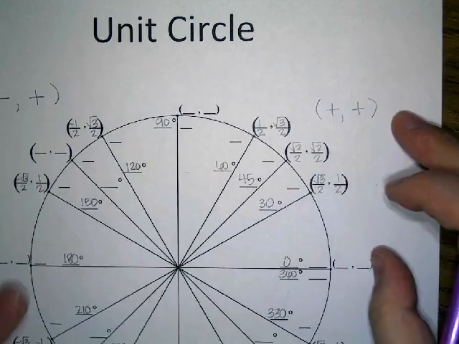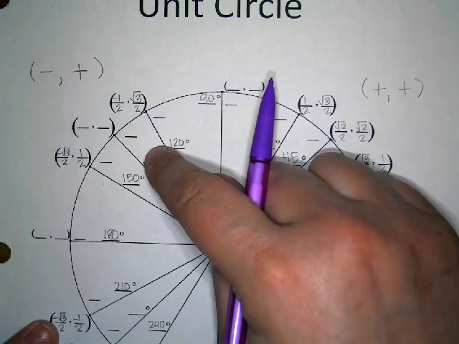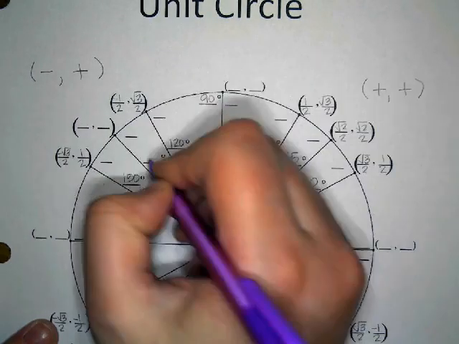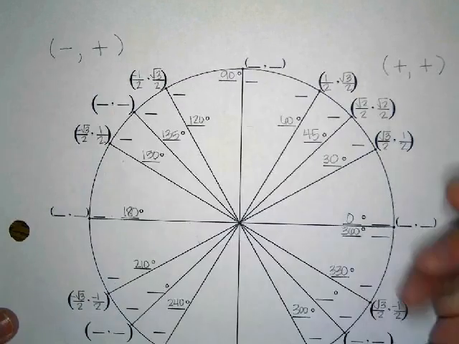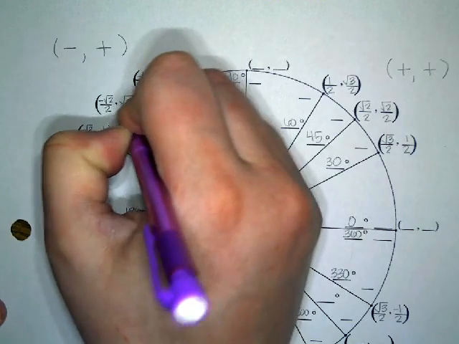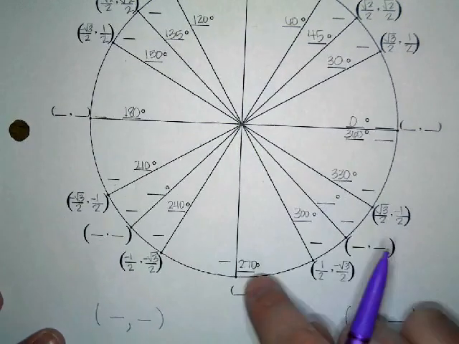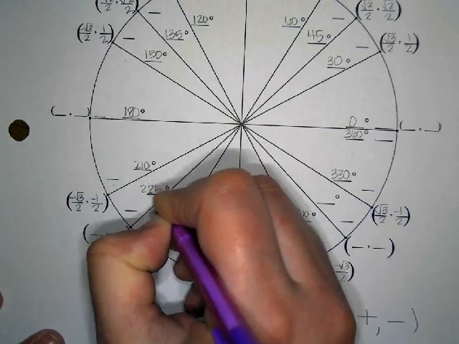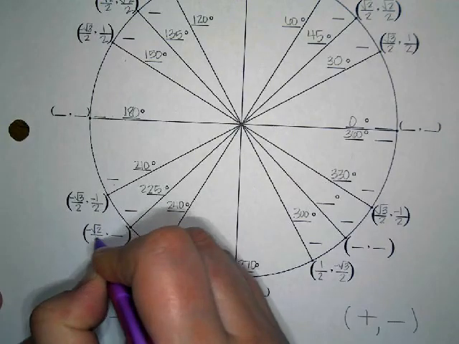Over here, you could think of 90 plus 45 degrees, or you could think of 180 minus 45 degrees. 135. Okay, so we went left and up, and what do we get? Negative root 2 over 2, positive root 2 over 2, yep. Okay, we can think of 180 plus 45, or we can think of 270 minus 45. 225. Okay, so we went left and down. So negative root 2 over 2, negative root 2 over 2.